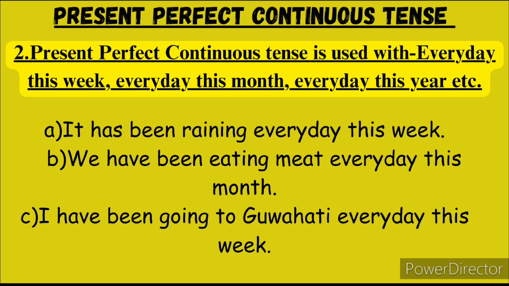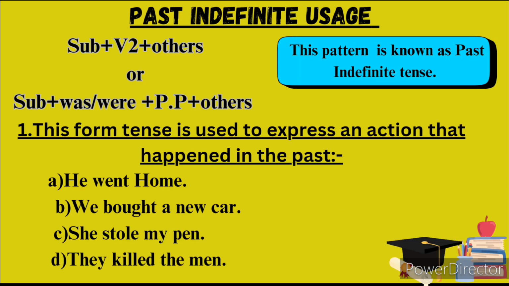Present perfect continuous tense is used with every day this week, every day this month, every day this year, etc. Like, it has been raining every day this week. We have been eating meat every day this month. I have been going to Guwahati every day this week. We can take some examples from here, some extraordinary examples.